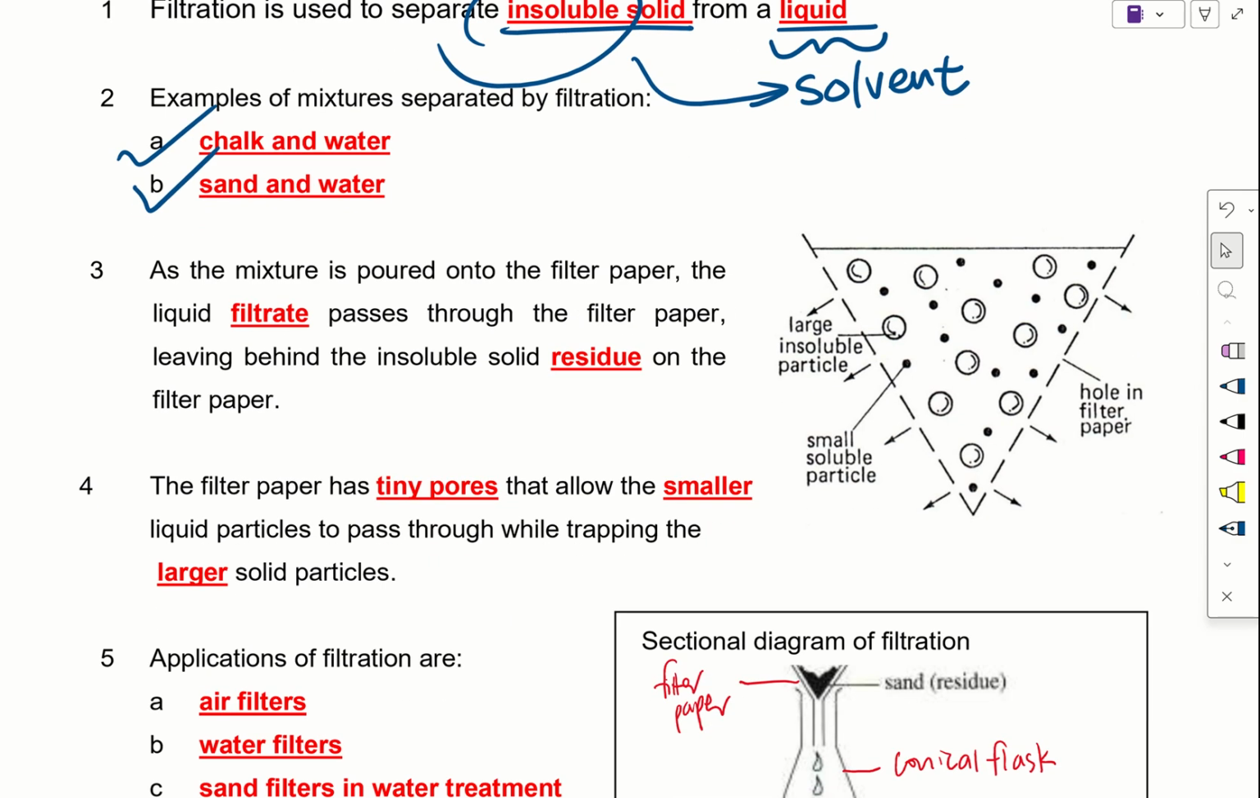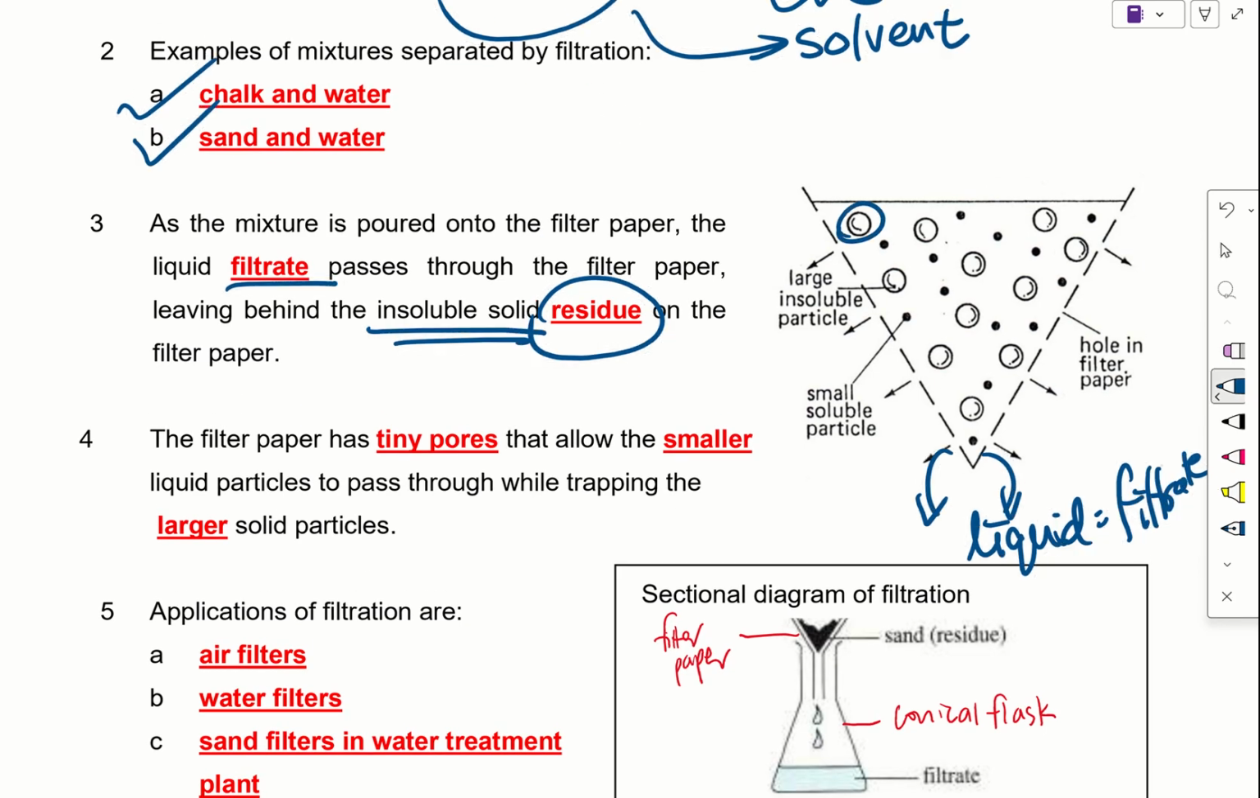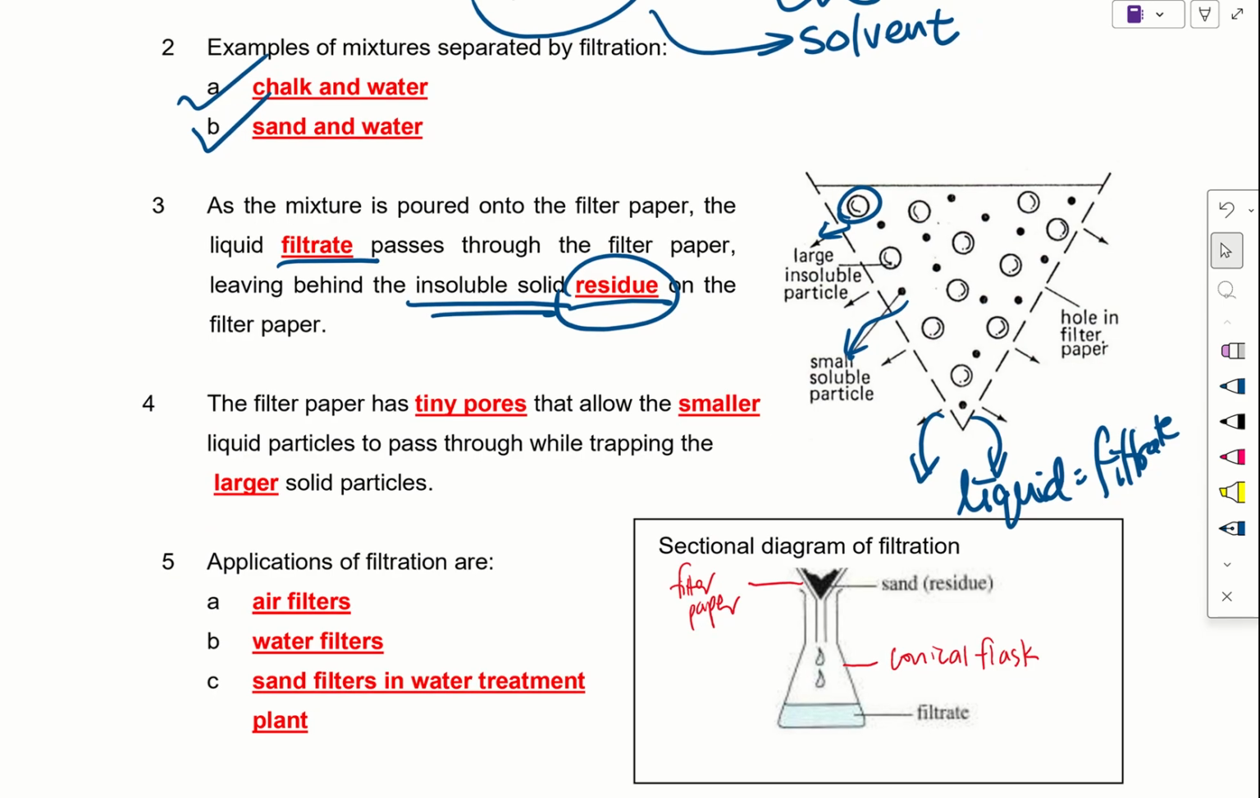Now, as the mixture is poured through the filter paper, the liquid that comes out is known as the filtrate. This is important, all right? And what is left behind is an insoluble solid, which we call the residue. Okay, so as you can see, the larger particles are not able to pass through the holes in the filter paper, so they will be left behind. So these are the residue. But the liquid, being smaller particles, can actually flow out, the solvent and the soluble particles.